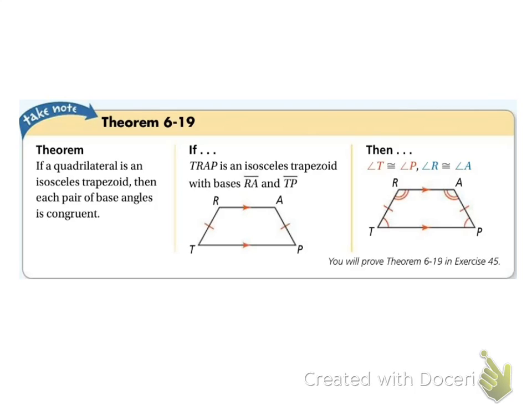Okay, so we've got a theorem here that says if you have an isosceles trapezoid, then these angles are congruent and these angles are congruent. Right? So as long as it's an isosceles trapezoid, then I know these two are congruent and these two are congruent.